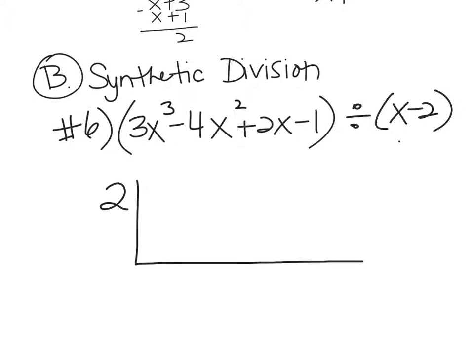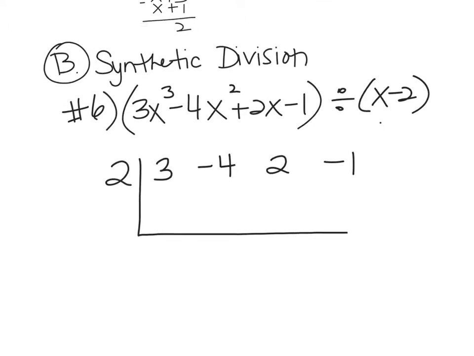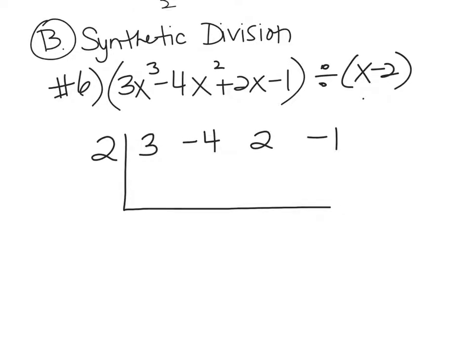Okay, then you're going to take all of your coefficients, that's the numbers in front of all the variables, and write them here: 3, negative 4, 2, negative 1. You're actually going to like this one better. So now, here we go. This is what synthetic division does. You're first going to start by dropping that 3 down below.